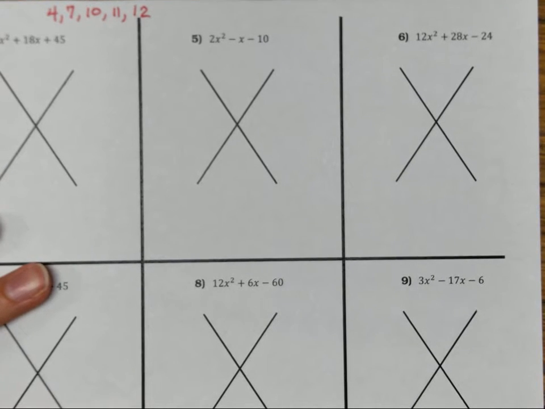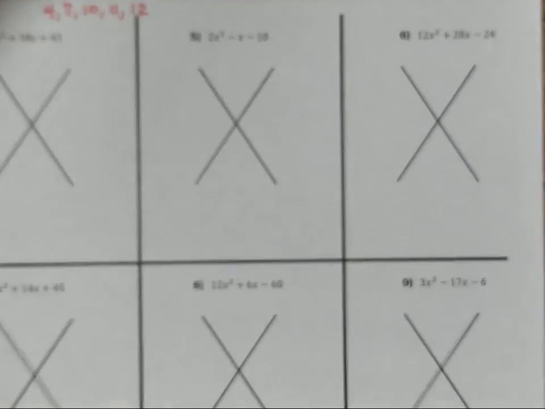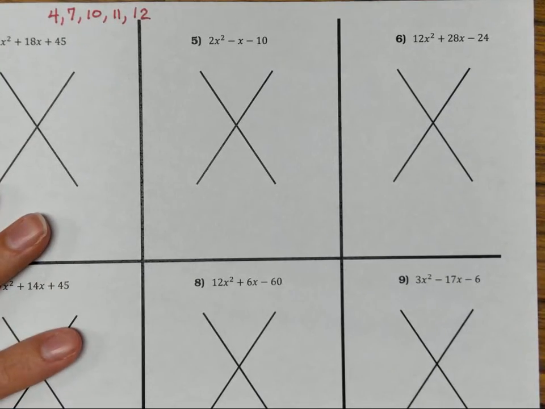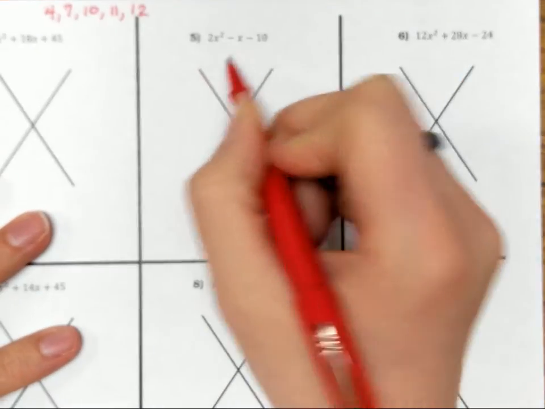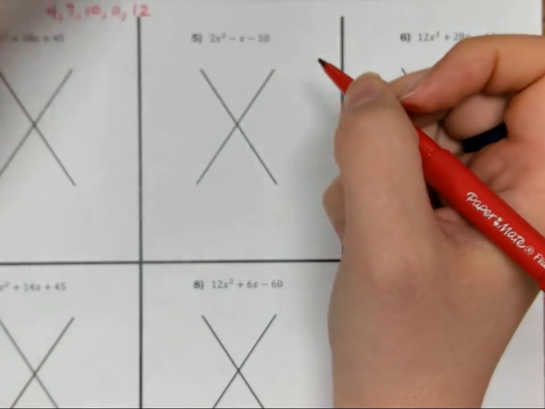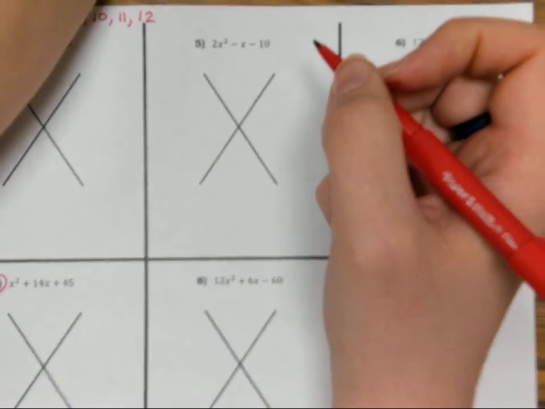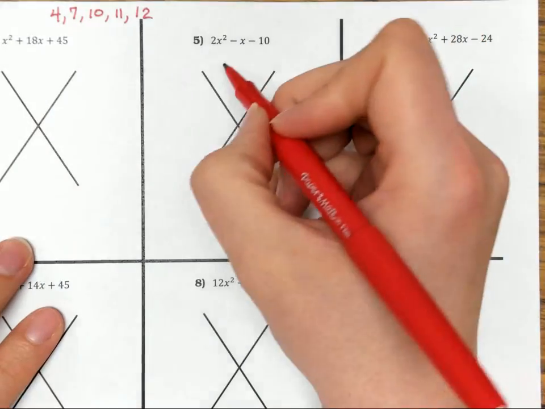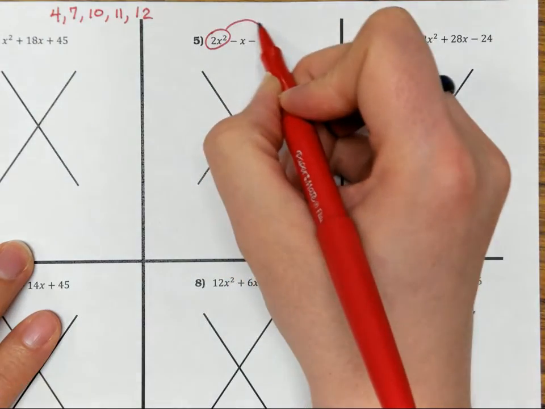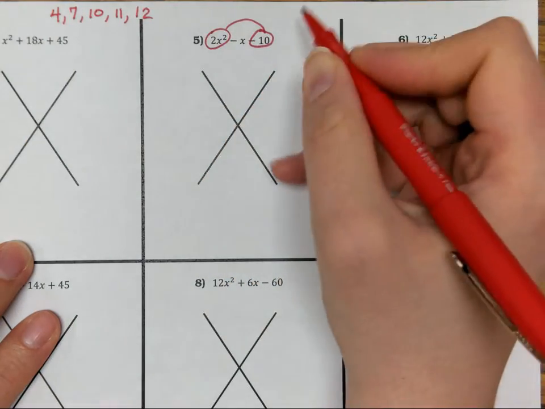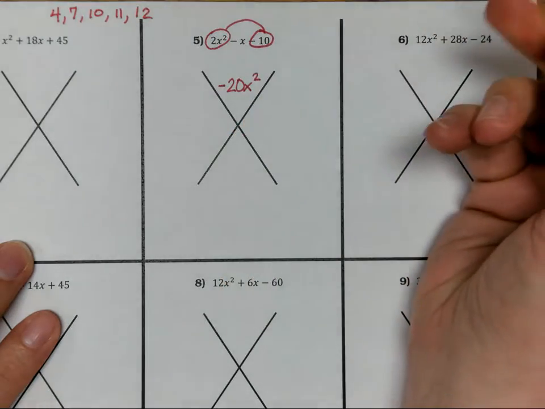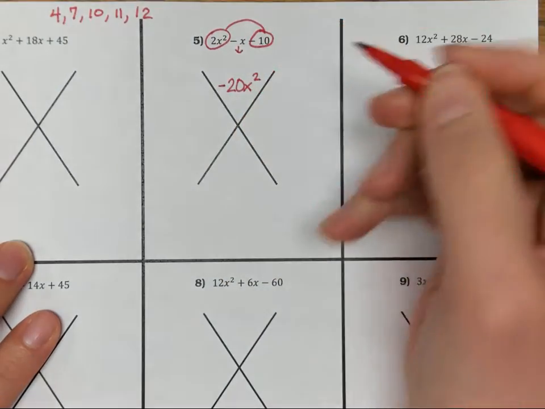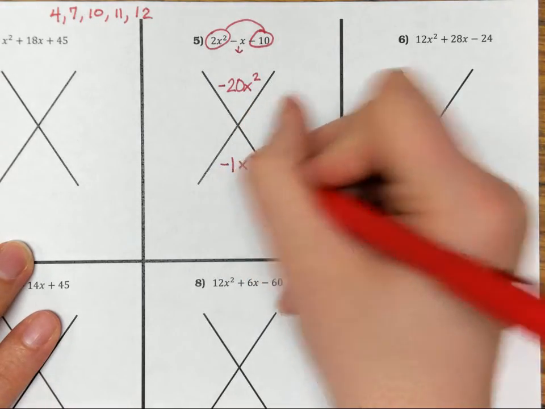All right, so now we're going to come back and we're going to look at number 5. And again, we're doing the same thing. There's no greatest common factor because this is a 1 here, so I can't pull anything out. But I still need to follow the process, which means I take my first term, 2x squared, times my last term, negative 10. And that gives me negative 20x squared. Take your middle term and move it to the bottom, so negative 1x.